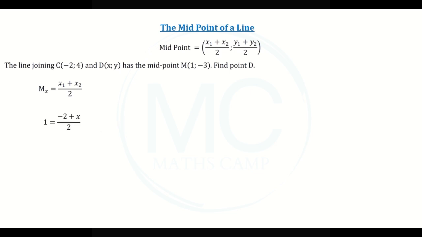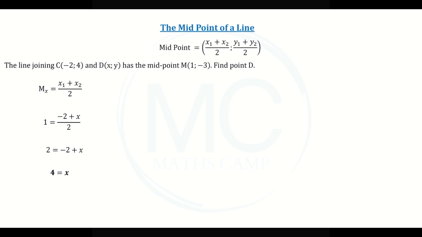Now to solve for x, let's multiply both sides by 2. 1 multiplied by 2 is 2, and we make this equal to -2 plus x. To get x by itself, let's move the 2 across. We get 2 plus 2, which is 4, and this is equal to x. This is the x-coordinate of point D. Now let's find the y-coordinate of point D.